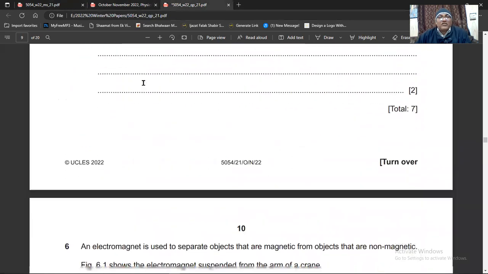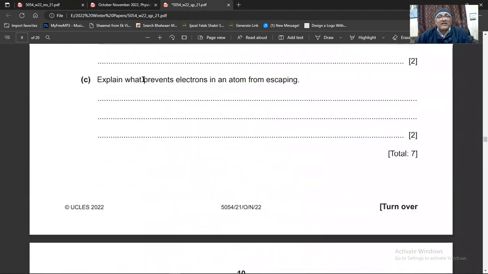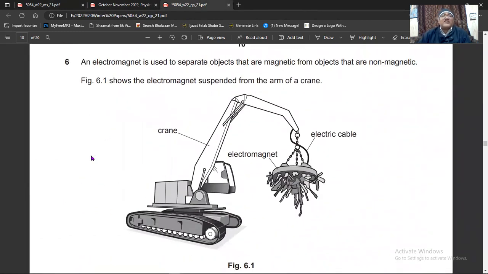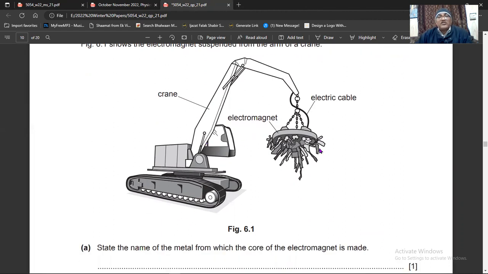Okay, so then we have question number 6, and he says an electromagnet is used to separate objects that are magnetic from objects that are non-magnetic. Figure 6.1 shows the electromagnet suspended from the arm of a crane. Okay, so these are the scrapyard cranes, and this is the electromagnet. It will pick up the magnetic material, or you call it scrap.